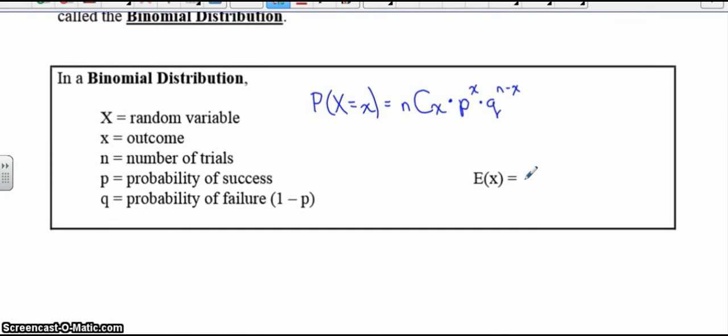To get the expected value, it's similar to the hypergeometric. What you're doing is you're taking the probability of a success and you're multiplying it by the number of trials. Or some people write it as n times p. It doesn't really matter either way.